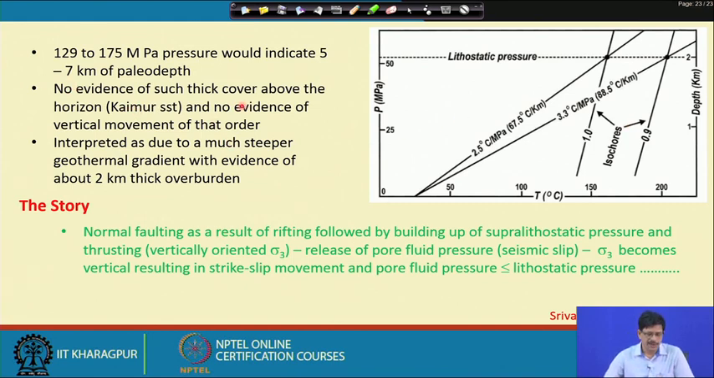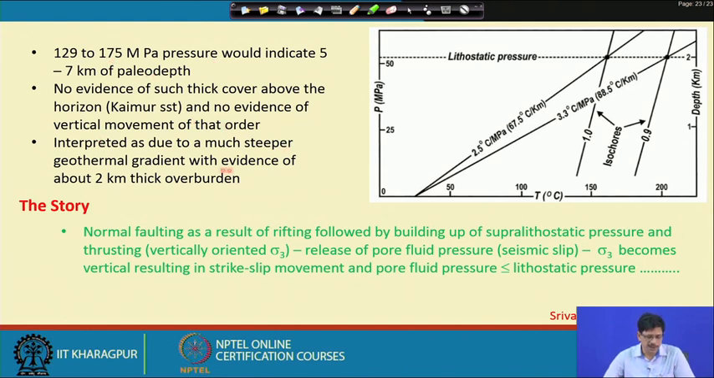So, since there was no evidence of such thick cover above the horizon, that is the Kaimur sandstone of the Vindhyan succession, and no evidence of vertical movement. In addition to that, there should be some evidence that there must have been some amount of vertical movement, so that the overburden of 5 kilometer could have been agreed upon.